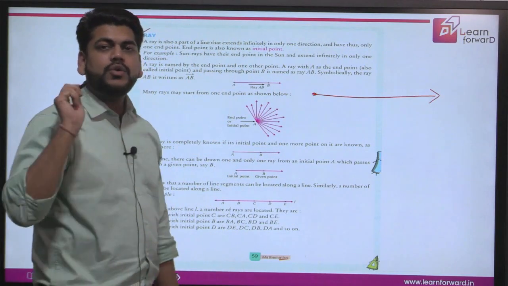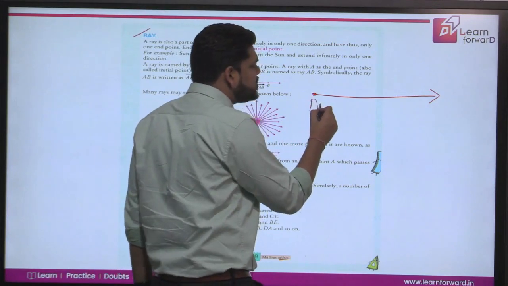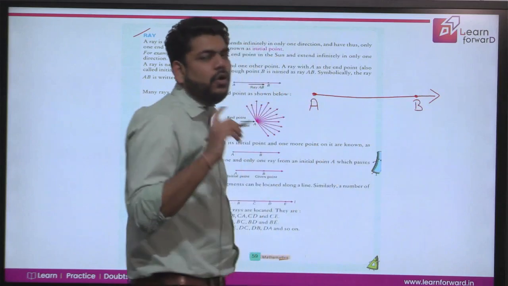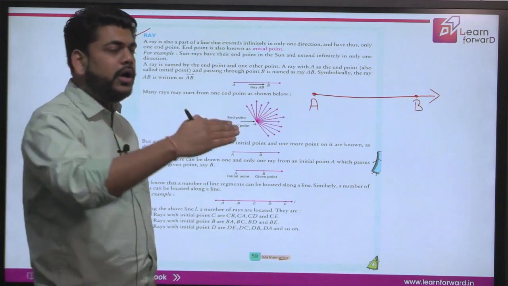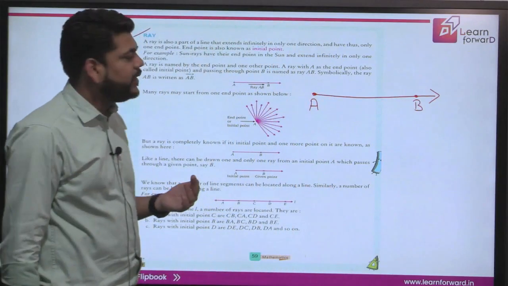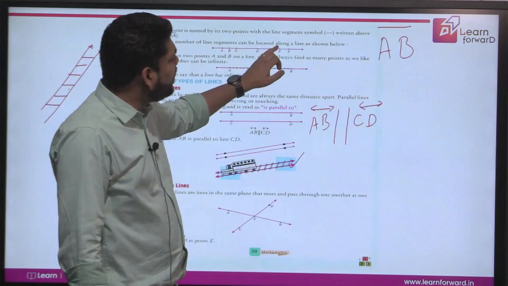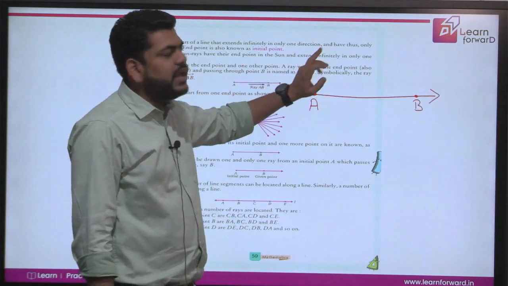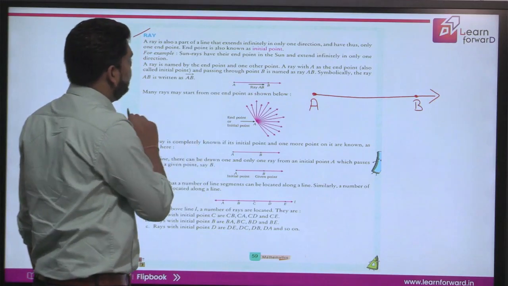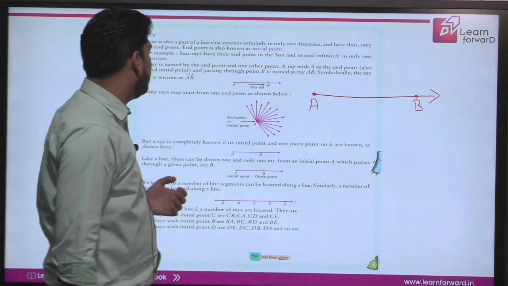A ray always goes in one direction, right? So the ray is starting from A and going toward B. I will not say to B, no, toward B, because it can be extended to infinity, right? So a ray is also a part of a line that extends infinitely in one direction only. Here A is called the initial point, because the ray is starting from that particular point.